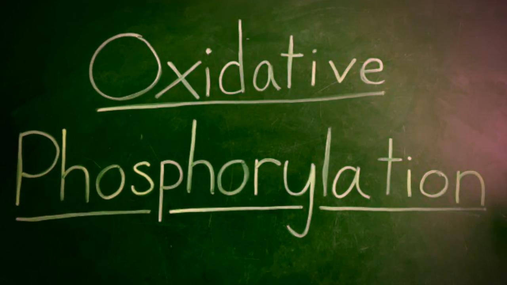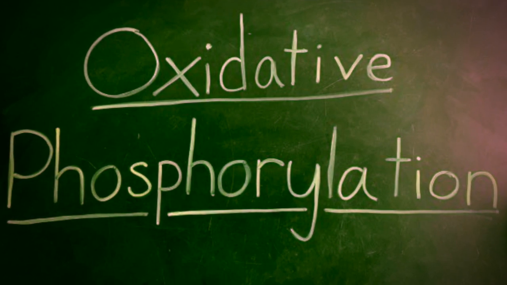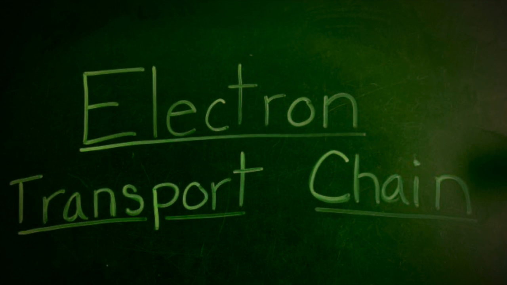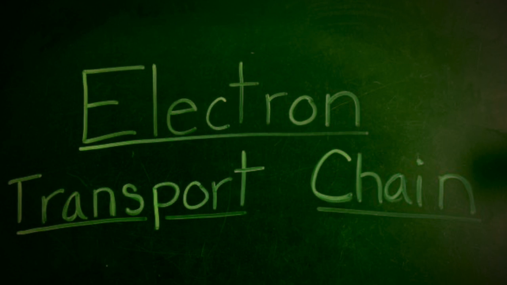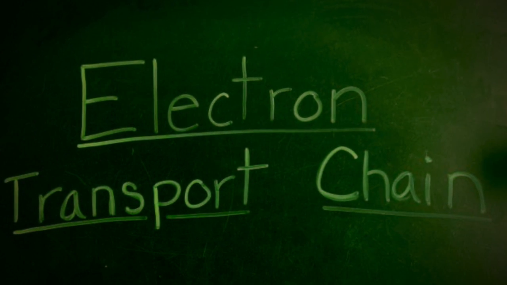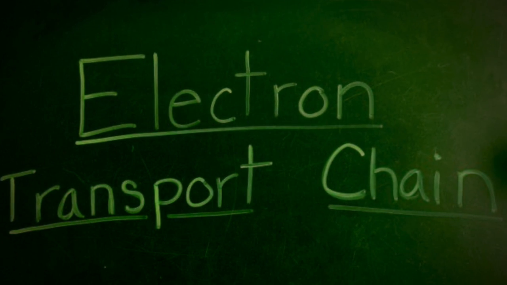The next and final step in aerobic cellular respiration, known generally as oxidative phosphorylation, is comprised of 2 sub-processes, the electron transport chain and chemiosmosis. Oxidative phosphorylation refers to the oxidation of the NADH and FADH2 carrier molecules, powered by the redox reactions of the electron transport chain.